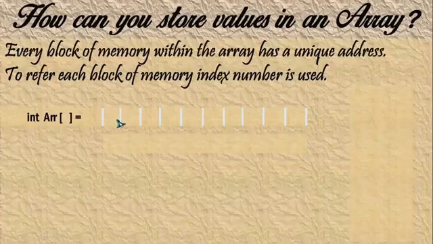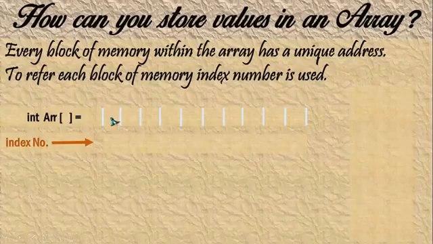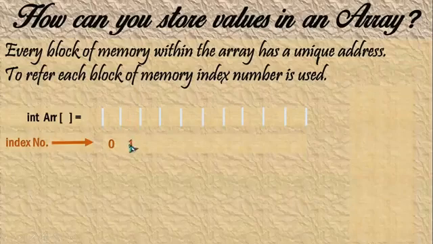Here each block is allocated with the size of an integer variable, so that is 4 bytes for integer. Each block is given a unique address, that is the index number. The index number always starts from 0. The first block will have index number 0, then the second block will have index number 1.